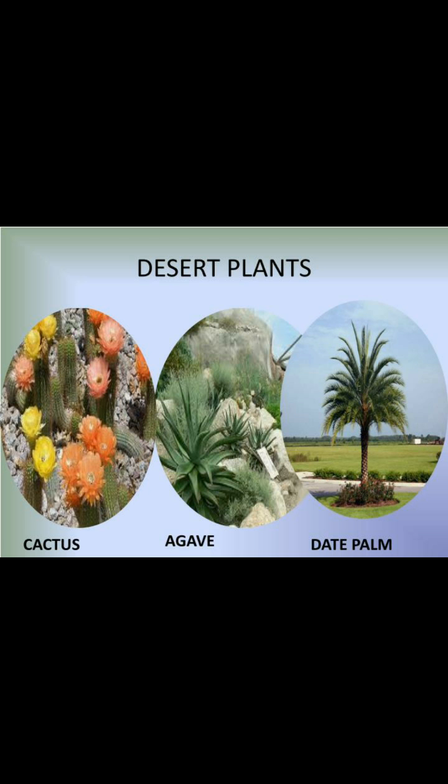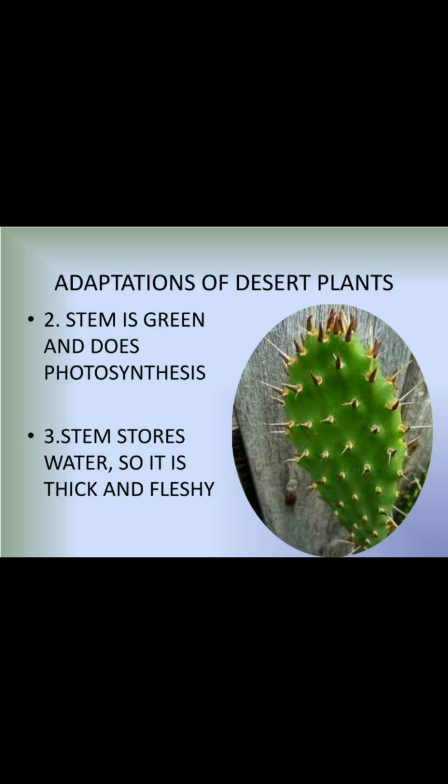So these are the plants which grow in desert. Hence, they are known as desert plants. Adaptations of desert plants. The stem is green and does photosynthesis. Usually leaves do photosynthesis, but in desert plants even the stem is involved in the process of photosynthesis. The stem stores water, so it is thick and fleshy.